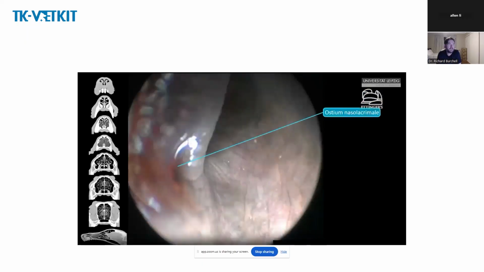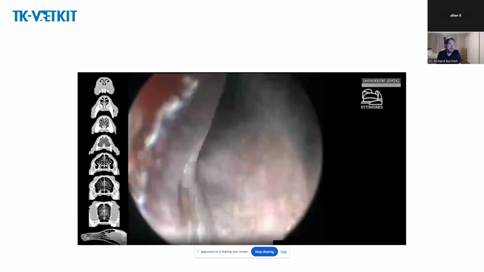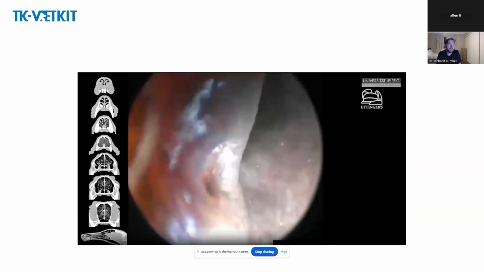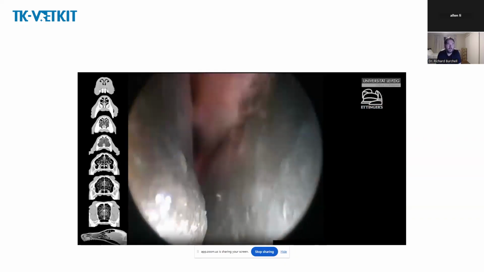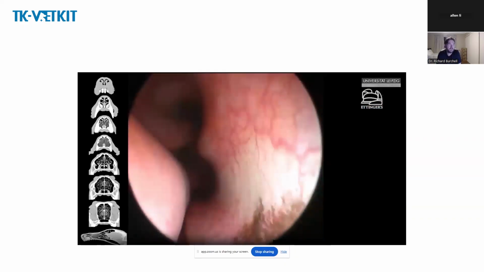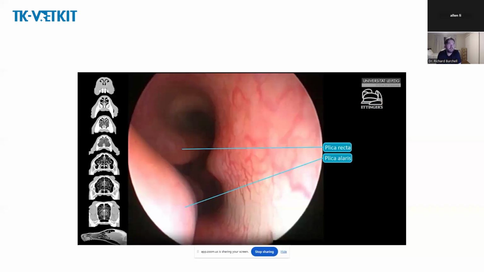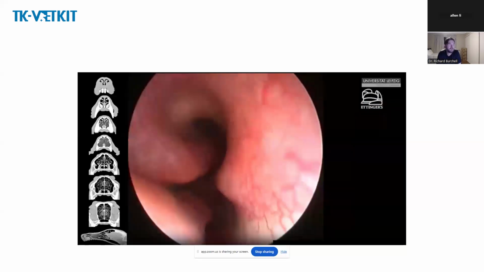You have the little nasolacrimal opening, nasolacrimal duct opening. Bearing in mind, this is a normal dog with a really big nose. Okay. So now we are looking at the nasal septum on the right of the image, and we can see the straight fold and the winged fold.